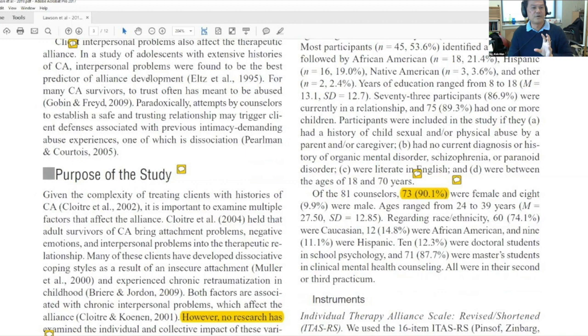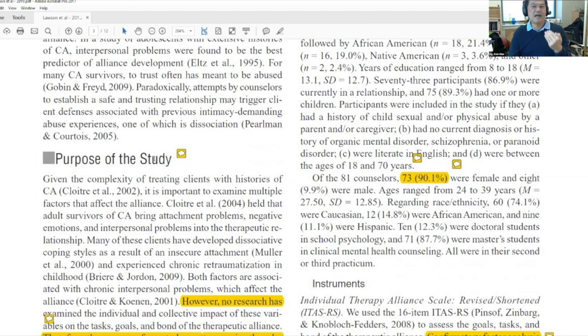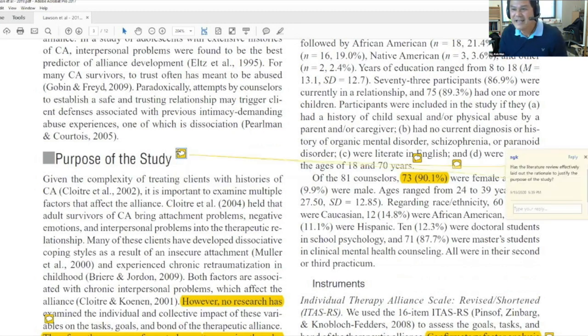At the end of your literature review, you would have to flow into your purpose of the study, right? So this is what I say: has the literature review efficiently laid out the rationale to justify the purpose statement?